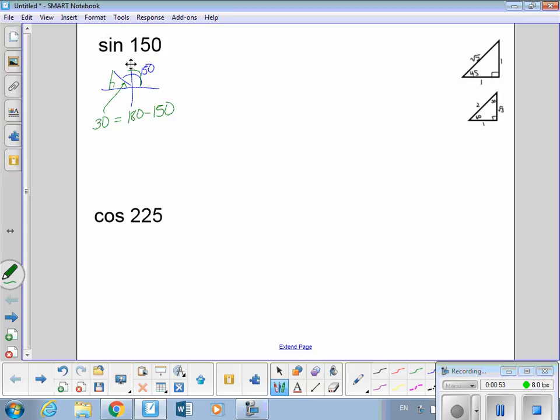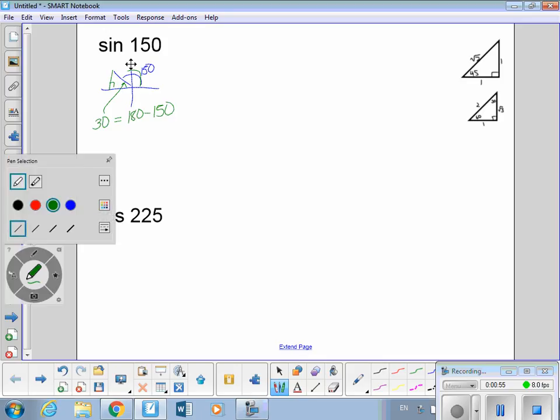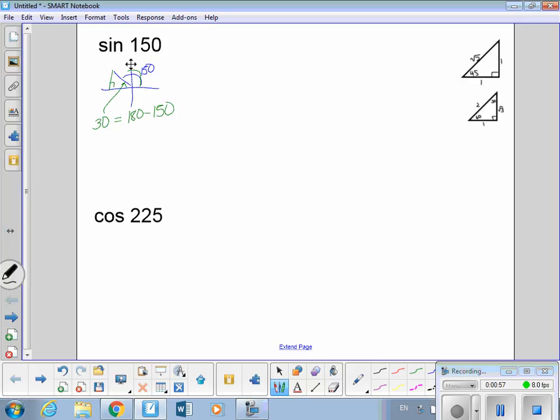The first thing I know is that sine of 150 is the same as sine of 30. The only other thing I have to check is whether sine is positive or negative in that quadrant. If I put CAST here, sine is positive in this quadrant, so life is good. So sine of 150 is the same as sine of 30.